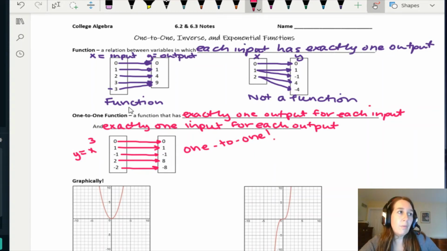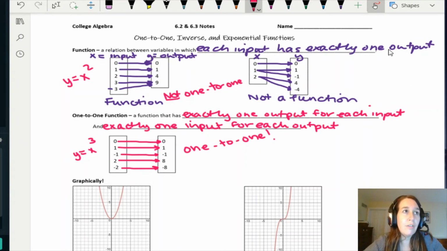Okay, let's look back at this. Obviously, if it's not a function, it's not one-to-one. But this is a function, so we should look at whether it is one-to-one or not. Notice that what's happening to my inputs is they're being squared. This is the function y equals x squared. Now notice right here, when we get 3 and -3, we get the same output. So 9, the output, does not have one unique input. So this one is not one-to-one. It is a function, but it is not a one-to-one function.